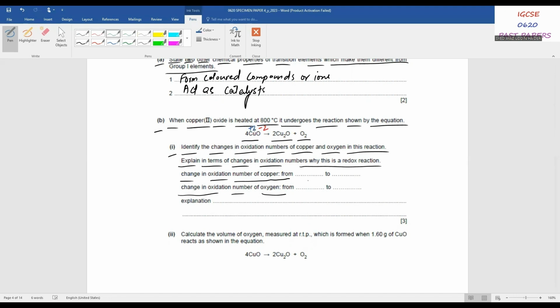On the product side, oxygen is present in O2 as well as in Cu2O. So in O2, the charge will be 0 as there is no charge on the element. But in case of Cu2O, again, we look at the group number of oxygen, which is group 6. The charge will be -2. So the only change we can see is -2 to 0. So the oxidation number of oxygen is increasing. So you'll write -2 to 0. What about copper?